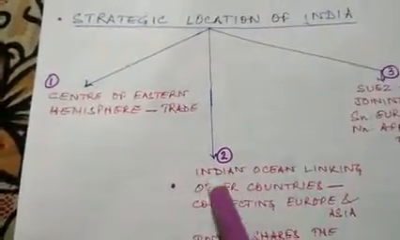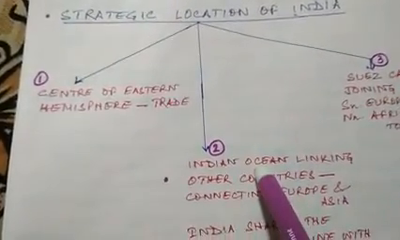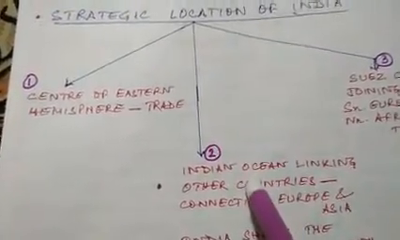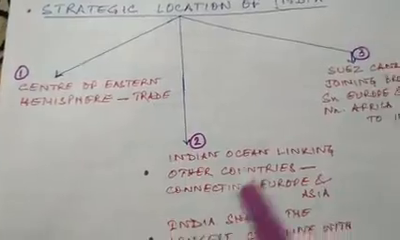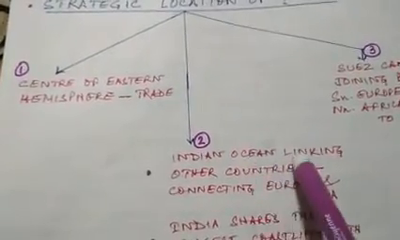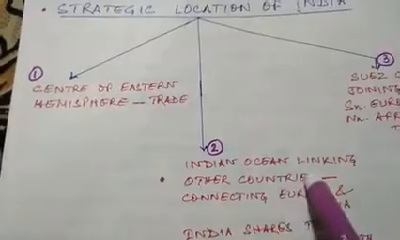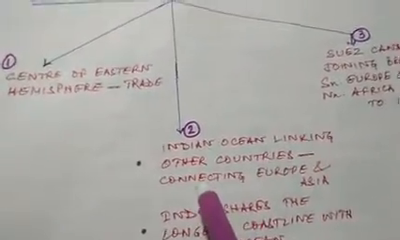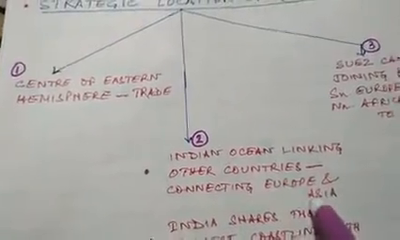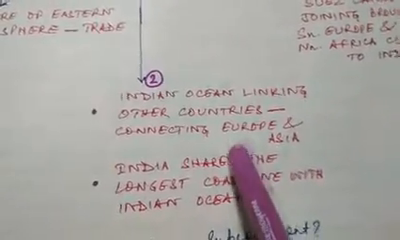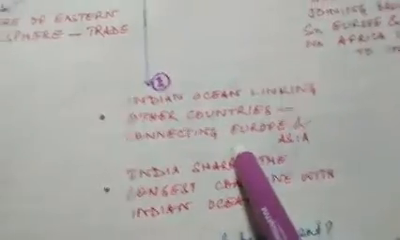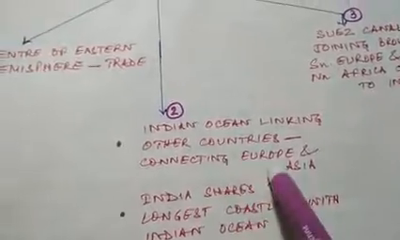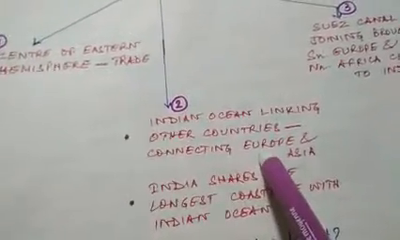Second point, Indian Ocean, the only ocean named after a country. Is it really justified to call so? Definitely it is, for 2 different reasons. First reason, the Indian Ocean links other countries to India, as well as it connects Europe and Asia. Now, what is so special about Europe? Europe is a developed continent. Asia is a developing continent. So, the moment they get connected, trade automatically flourishes.